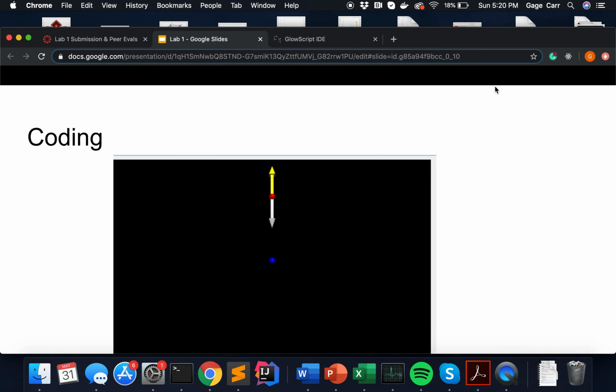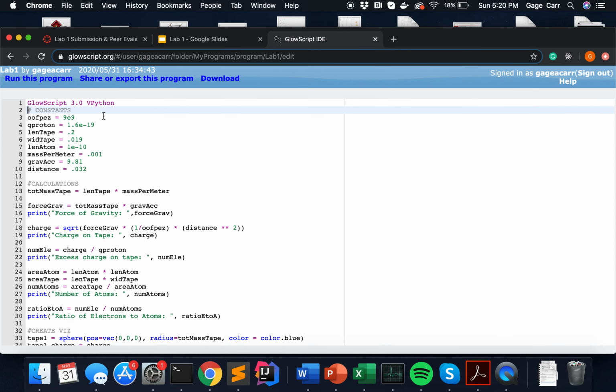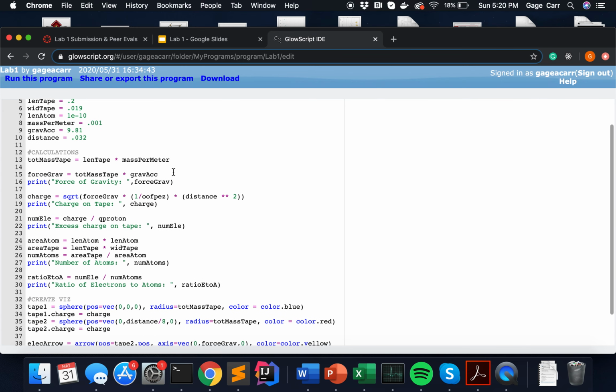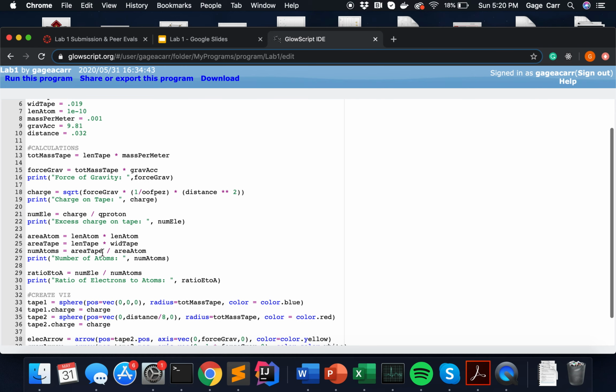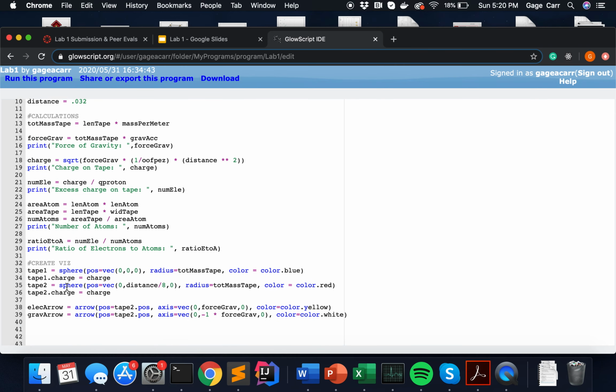So to dig into the coding a little bit, firstly, you can see the constants up above, pretty straightforward. Moving down here, you can see that each of these print statements outputs the same result as given in the slides that I just showed. And down here is just creating the arrows. The only difference between these two is the force of gravity is positive here, which is really the electric force, so the yellow arrow. And this is times -1 to give the arrow indicating gravity.